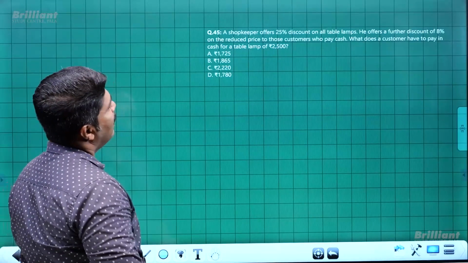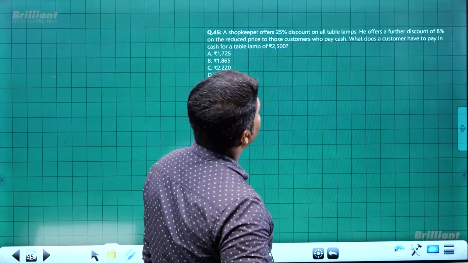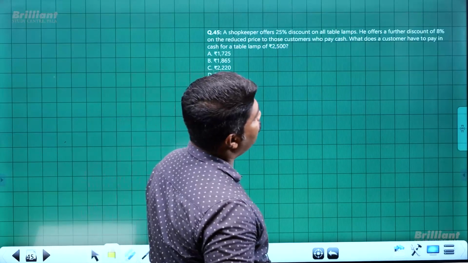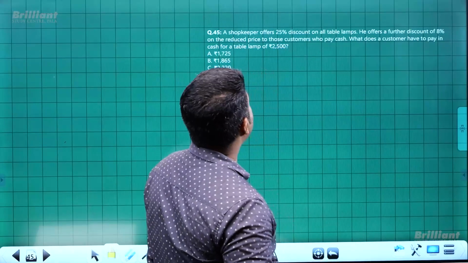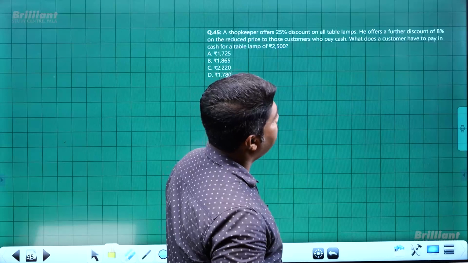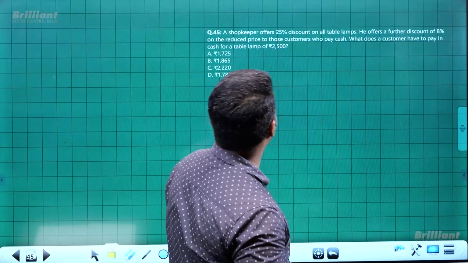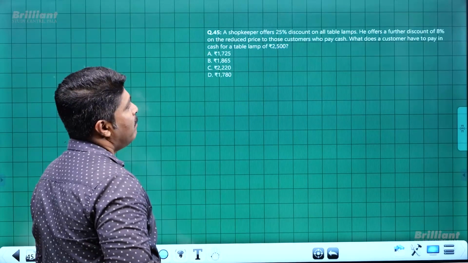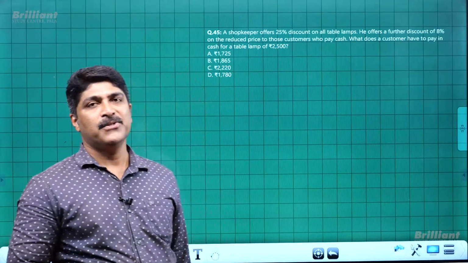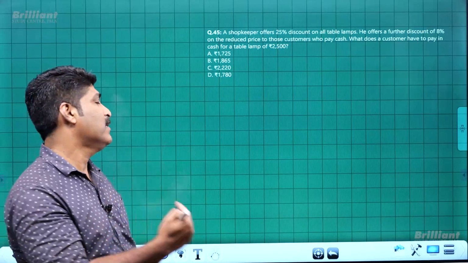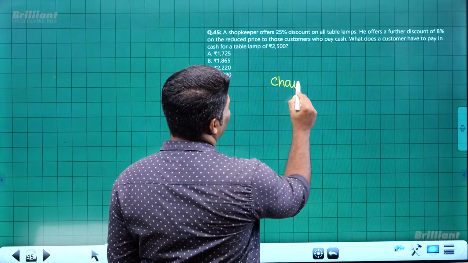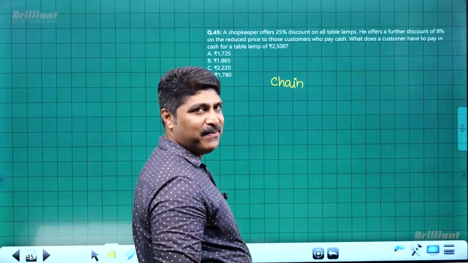Move further. A shopkeeper offers 25% discount on all table lamps. He offers a further discount of 8% on the reduced price to those customers who pay cash. What does a customer have to pay in cash for a table lamp of 2,500? It's also a kind of chain rule approach. So how to do the chain rule approach here? Chain rule is nothing but successive variation.